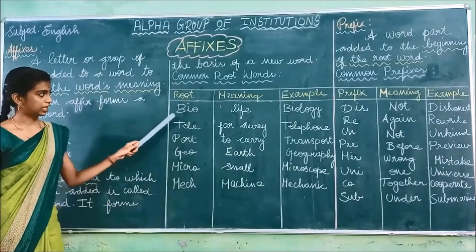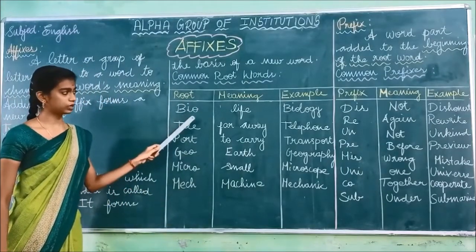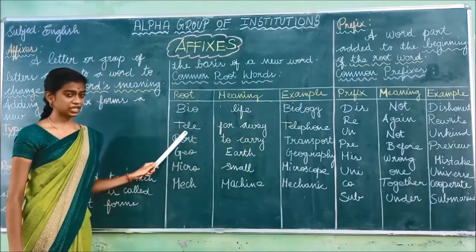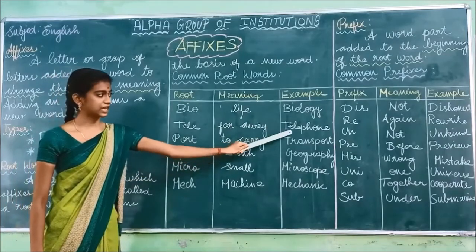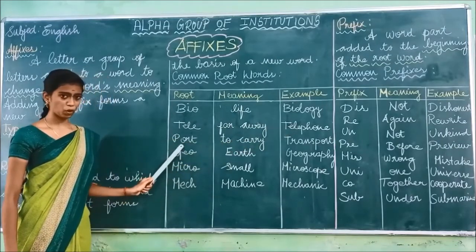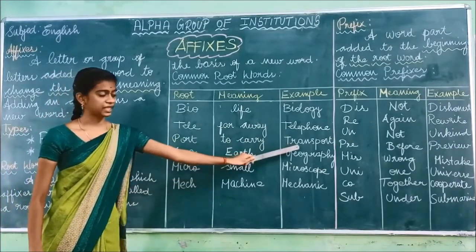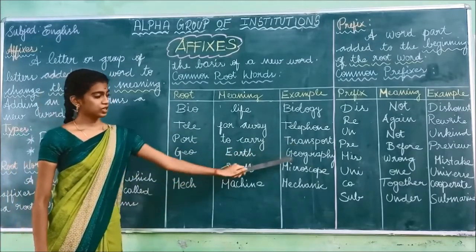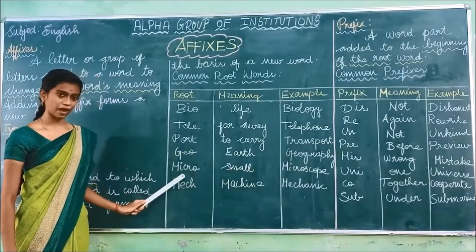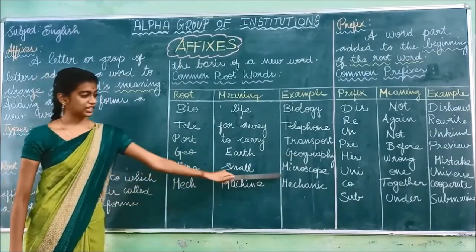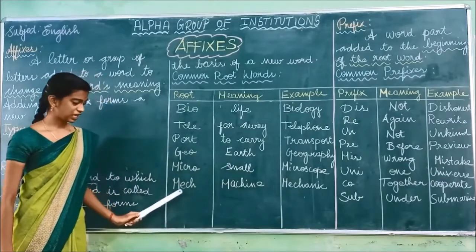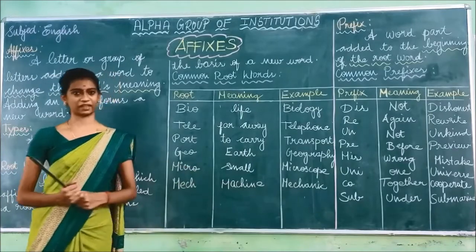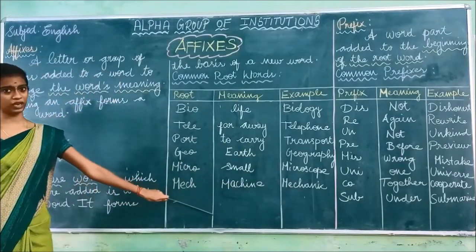Examples we have seen. The first one is bio. Bio is a root word. The meaning of bio is life, and the example is biology. Second one, tele. Tele means far away, and the example is telephone. Third one, coach. Coach means to carry. Example is transport. Next one is geo. Geo means earth, and the example is geography. Next one is micro. The meaning of micro is small, and the example is microscope. And the last one is meg. The meaning of meg is machine, and the example is mechanic. Have you understood up to this, students?